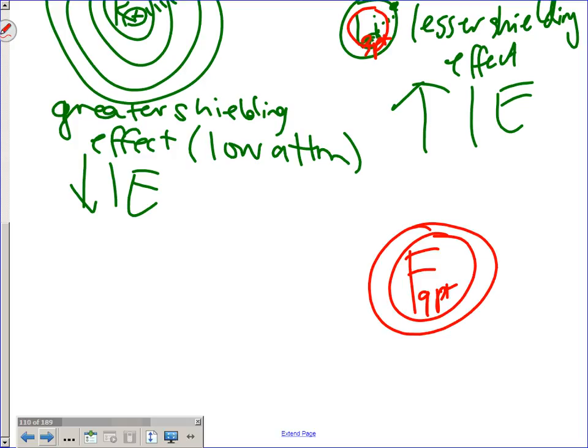Who's smaller, lithium or fluorine? Don't look at my drawings, they're not to scale. How are you thinking about that? Okay, we have our normal trend here, but it's also because it has more protons. So this one is a higher what? What's the term for it? Zeff, higher Zeff, which is higher effective nuclear charge.